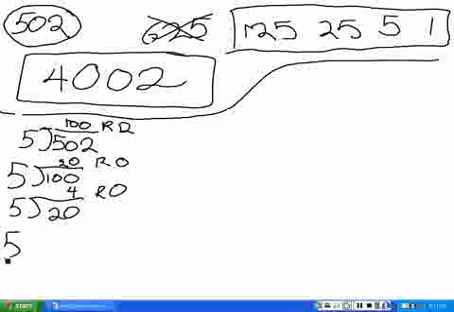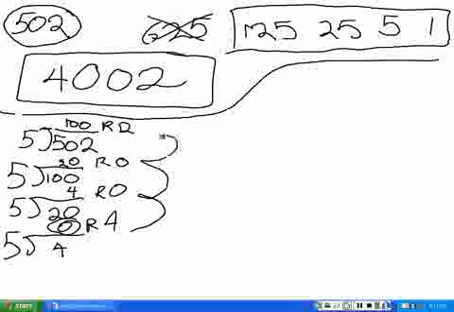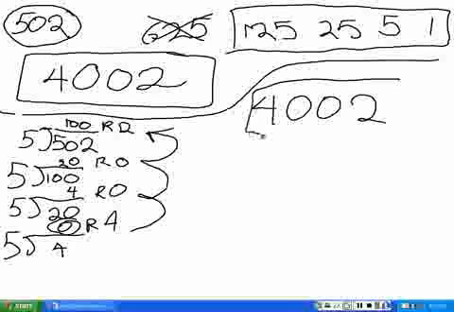And how many times does 5 go into 4? Well, that's going to be 0 with a remainder of 4. And you guys know, once we get to 0, we can stop. So then I read these off, and I get 4002, which is the same thing I got using the other method. Once again, either method is fine, and we've just practiced converting some numbers in base 10 over into base 5.